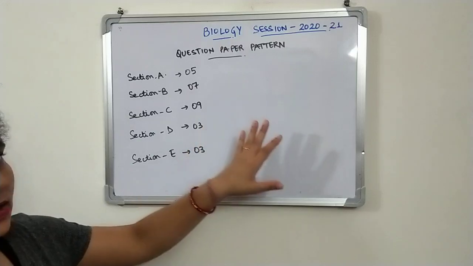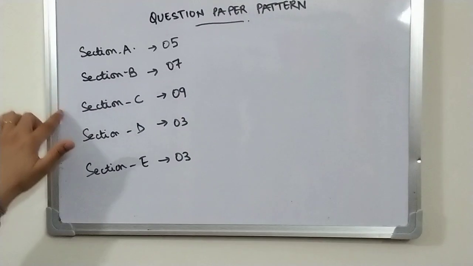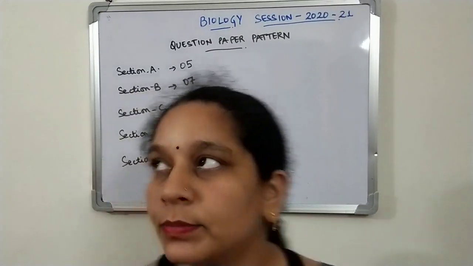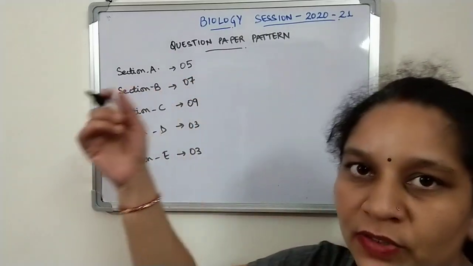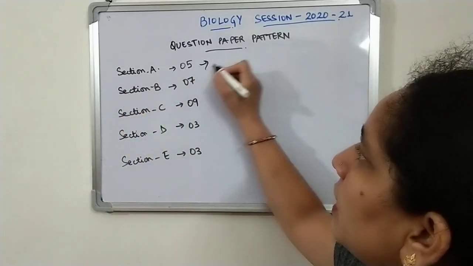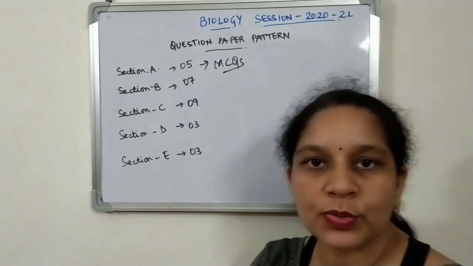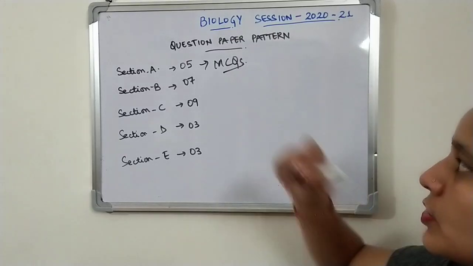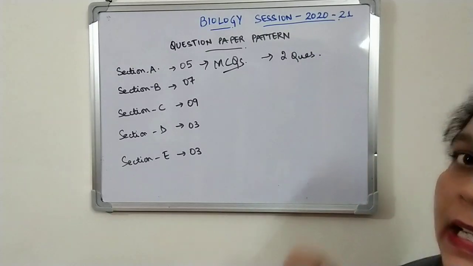The paper has 5 sections: section A, section B, section C, section D and section E. Section A comprises 5 marks. Earlier it was one word, but now it has been converted into MCQs. You will have 4 options, and you have to tick one. It has internal choices in 2 questions.